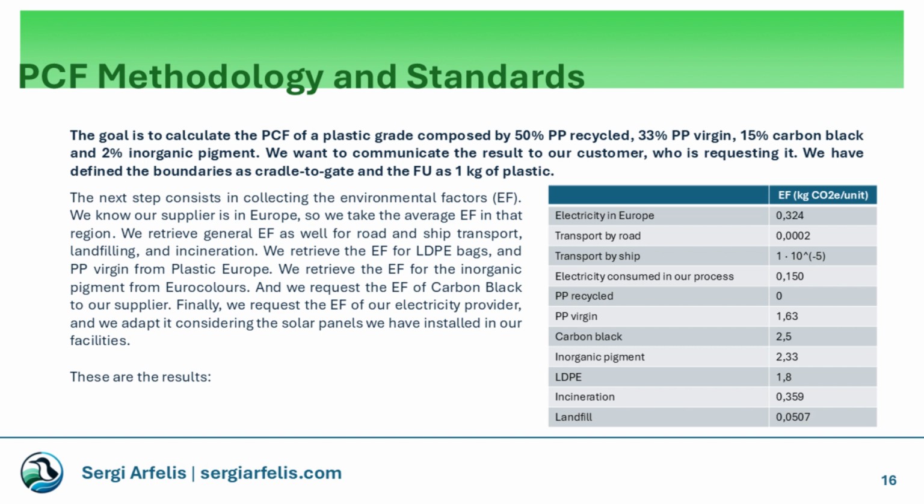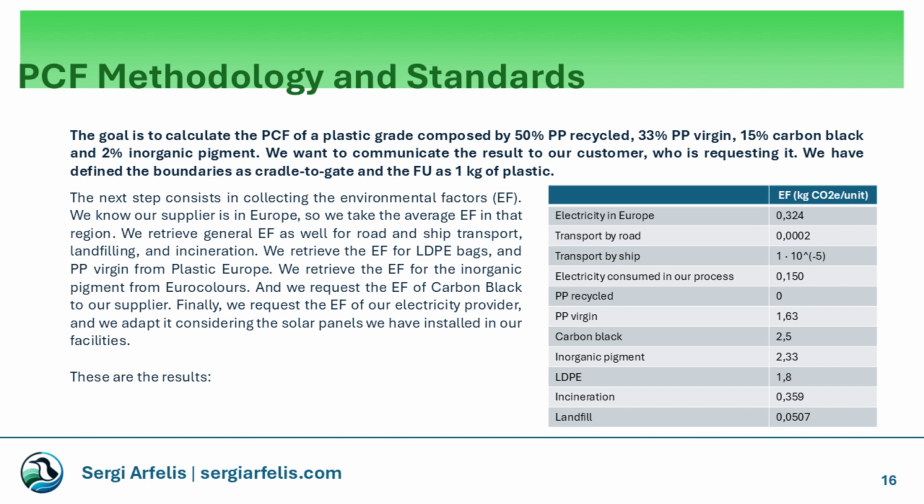Okay, now let's review how we collect and use environmental factors for our product carbon footprint calculation. In this example, our goal is to calculate the PCF of a plastic grade composed of 50% recycled polypropylene, 33% virgin polypropylene, 15% carbon black, and 2% inorganic pigment. We want to communicate this result to our customer, who has requested it. The boundaries are set as Cradle-to-gate, and the functional unit is 1 kilogram of plastic.